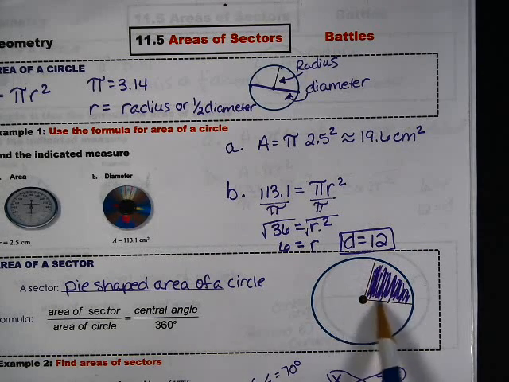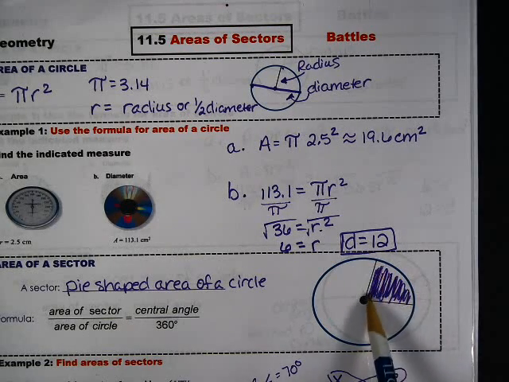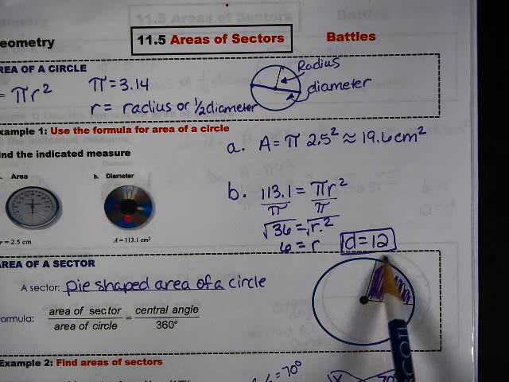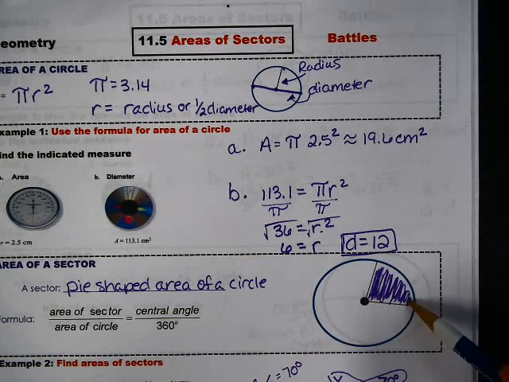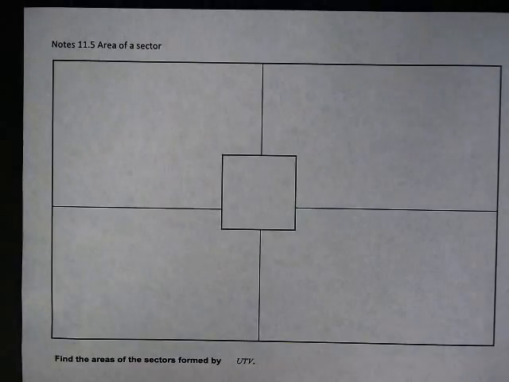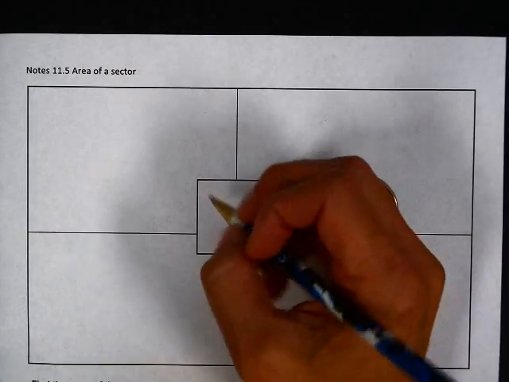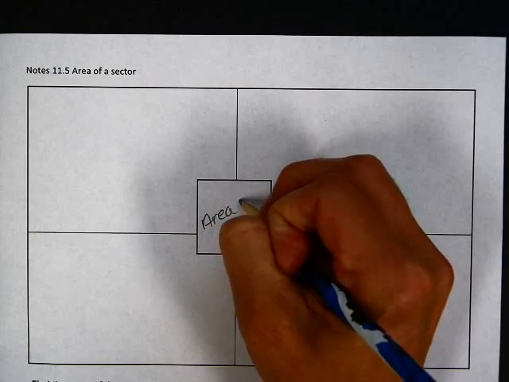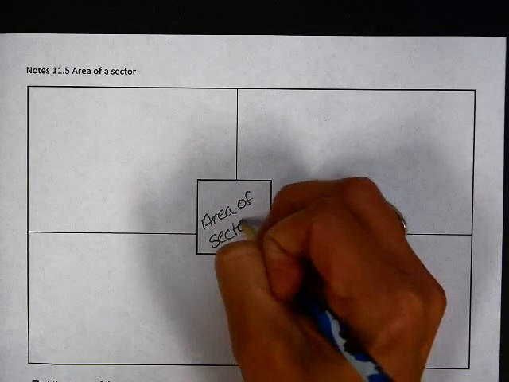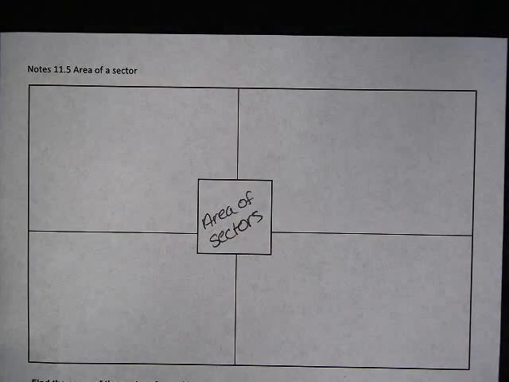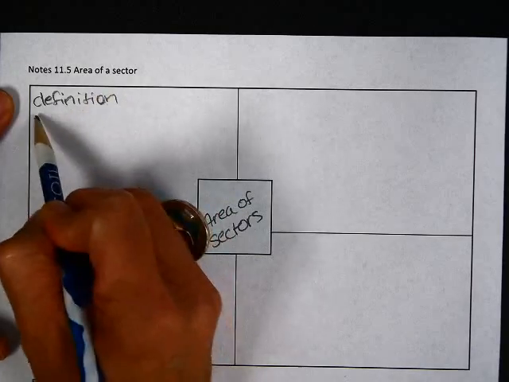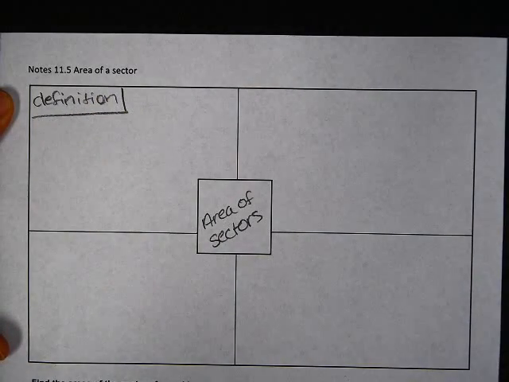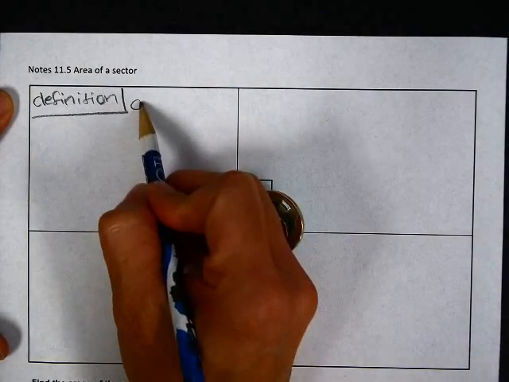If you have a CD, the way it records, a computer divides it into tracks and then sectors, and then saves information within here. Anyway, we're going to be finding what these pie-shaped pieces are as far as area goes. So looking here, this is going to be in the center, area of sectors, and its definition.